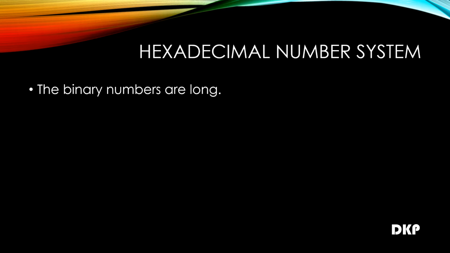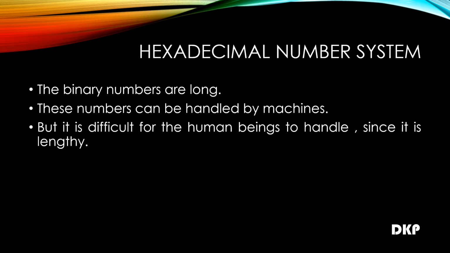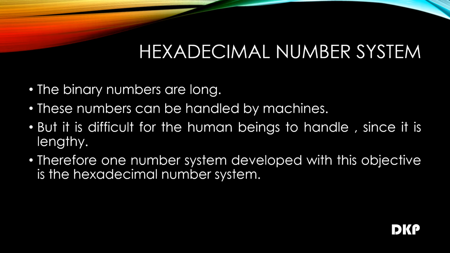Let us start with the hexadecimal number system. The binary numbers are long. These numbers can be handled by machines, but it is difficult for human beings to handle since they are lengthy. Therefore, one number system developed with this objective is the hexadecimal number system.